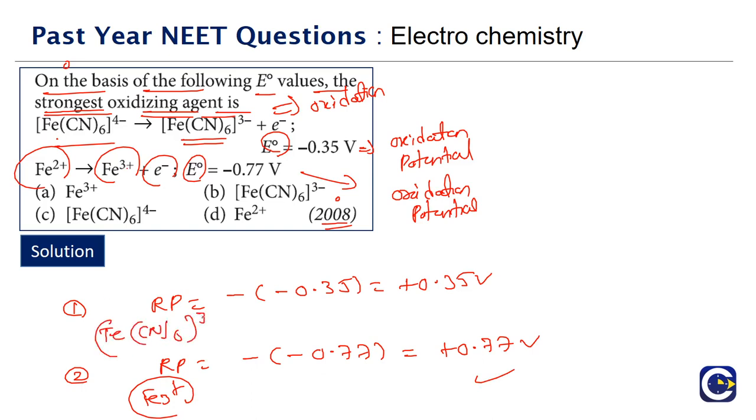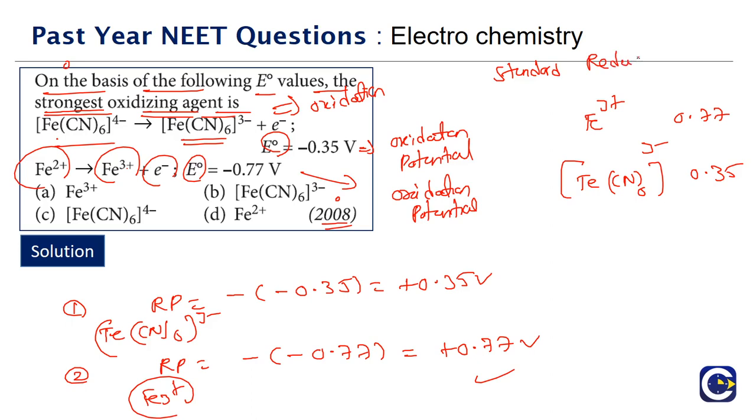Reduction of Fe(CN)6 3-, what is the potential? 0.35. Which is higher? The Fe3+ is actually higher, that is 0.77. And Fe(CN)6 3- is lower, 0.35. This is how they will be appearing in the standard reduction potential series.